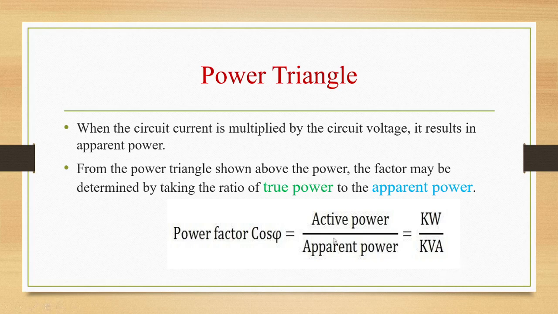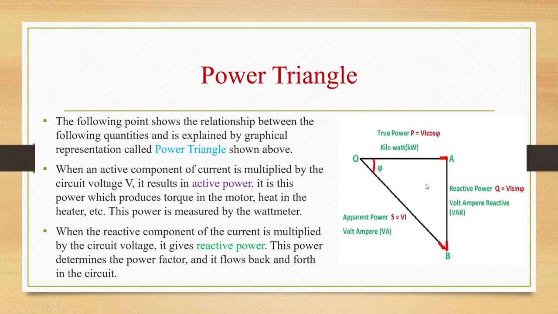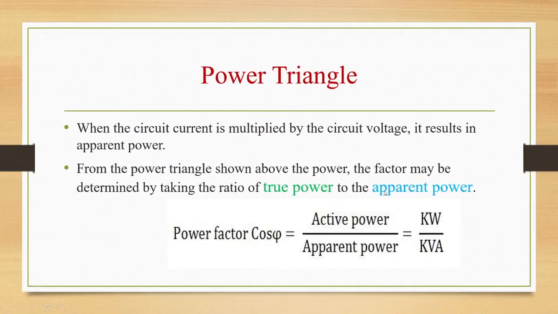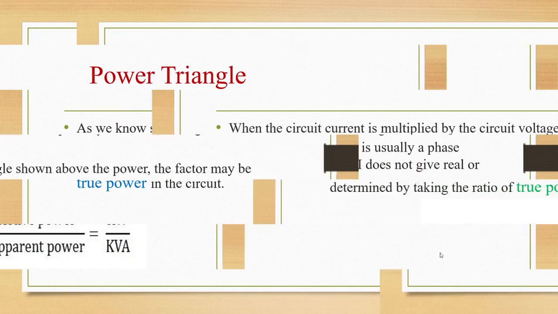Power factor cos phi is written as active power by apparent power. See, this is the power triangle. In this, cos phi can be written as adjacent by hypotenuse. The adjacent value here is true power, and the hypotenuse is apparent power. So adjacent by hypotenuse is cos phi, and cos phi is the power factor, which equals active power by apparent power. Active power is measured in kilowatt, apparent power in kVA.